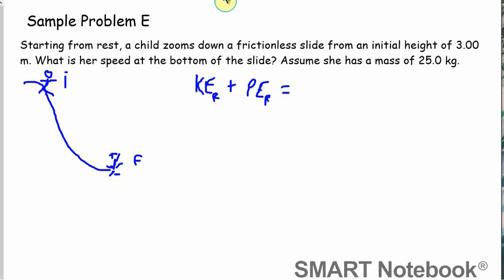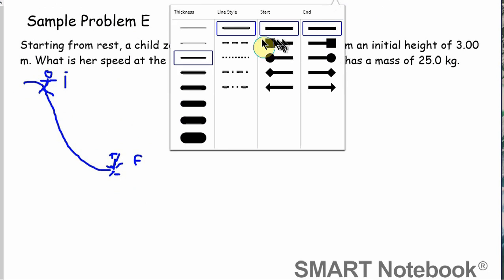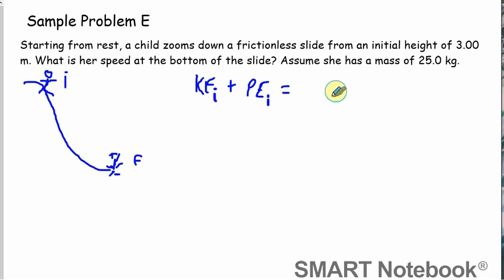I don't know if I called those F or I, but they're supposed to be initials. So let me erase these. Anyway, it's initial kinetic energy plus initial potential energy, so these are supposed to be I's and not F's. So we have initial kinetic energy plus initial potential is equal to the final potential plus the final kinetic, plus any work done by friction.